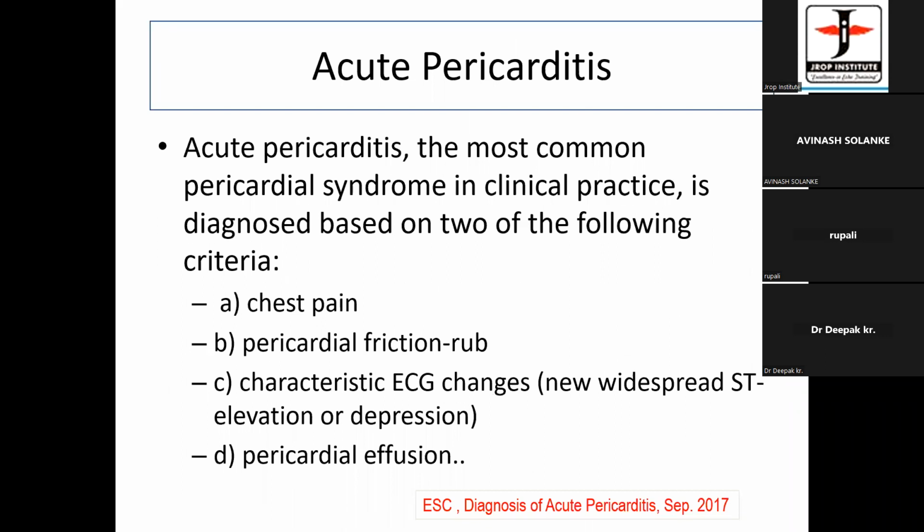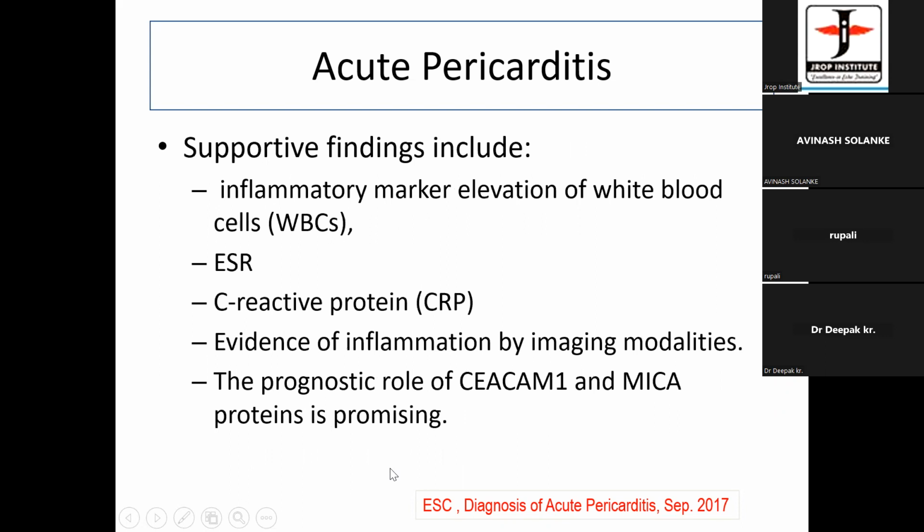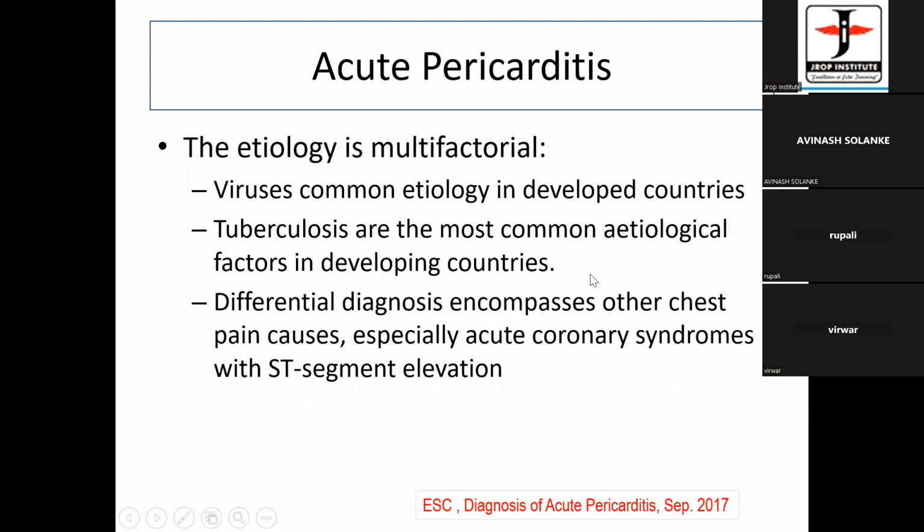What is acute pericarditis? It is the most common pericardial syndrome in clinical practice, diagnosed based on two of the following criteria. One is chest pain. Second, pericardial friction rub. All of us know that a pericardial friction rub is a continuous friction rub. Third, characteristic ECG changes, new widespread ST elevation or depression. And fourth, the presence of pericardial effusion, which could be a minimal or smallest amount of effusion. Supportive findings: we always look at inflammatory markers, which are significantly increased, including polymorphonuclear leukocytosis, ESR, C-reactive protein, and other inflammatory markers.